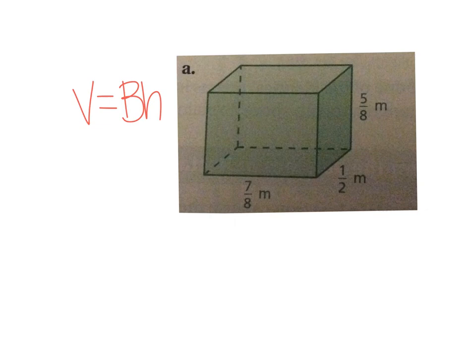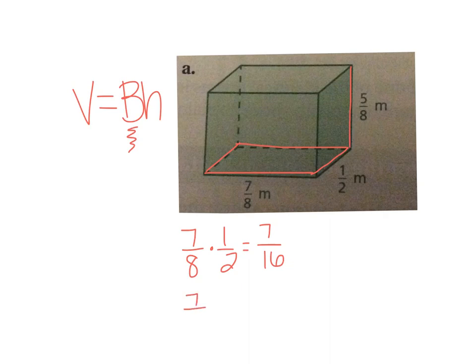So let's try an example using the formula volume equals area of the base times height. Looking at this rectangular prism, the base is obviously in the shape of a rectangle. To find the area of a rectangle, we multiply length times width. So we will multiply 7/8 times 1/2, and we get 7/16. So we have found the area of our base. Now we're going to multiply that by the height, which is 5/8. So 7/16 times 5/8.